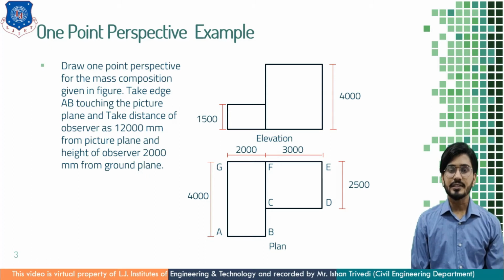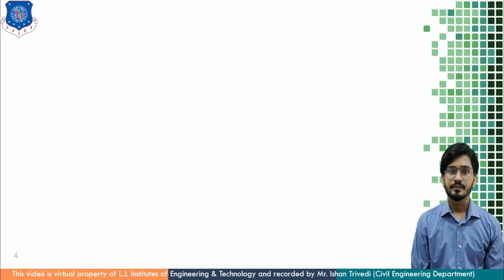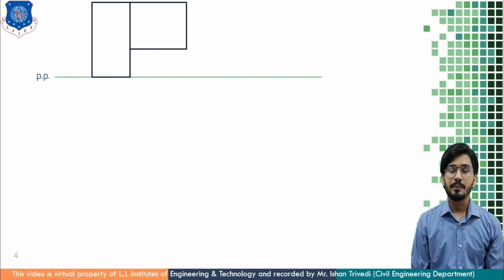Now let us plot the 1 point perspective on a drawing sheet. First of all, on the left hand side of your drawing sheet, take a certain distance from the top edge, like 5 to 6 centimeters away from the top edge, and draw a horizontal line, which is the picture plane. In that, make the shape of the plan of the drawing given in the problem statement.